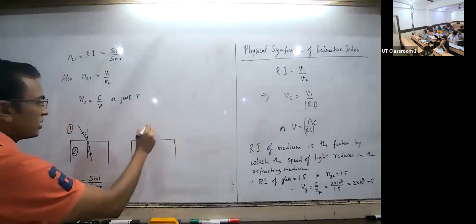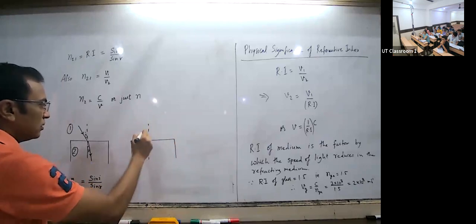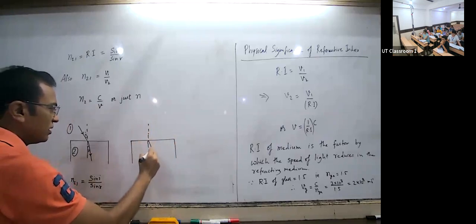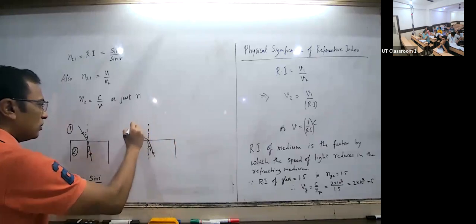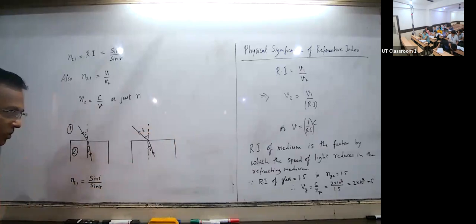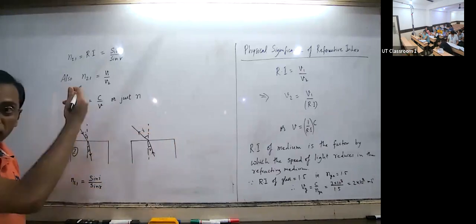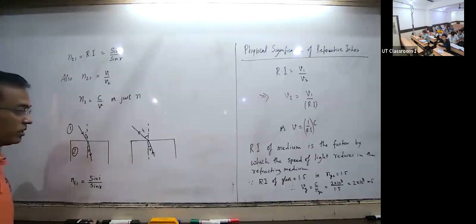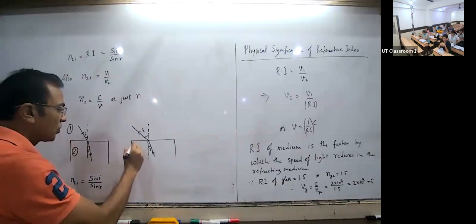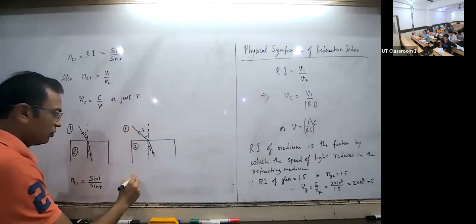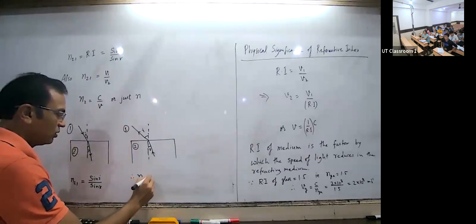If we just reverse the direction, same situation. Let us say we make the angle of incidence same as R. And this is now the angle of emergence or angle of refraction, when we reverse the direction keeping these angles the same. Now how will you write it? Therefore, what is N12, right?